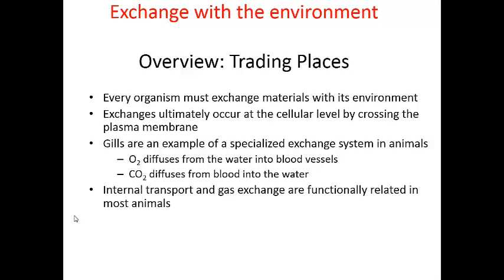Gills are an example of a specialized exchange system within animals. Oxygen is going to diffuse from the water into the blood vessels within an organism. Carbon dioxide diffuses out of the bloodstream and into the water.